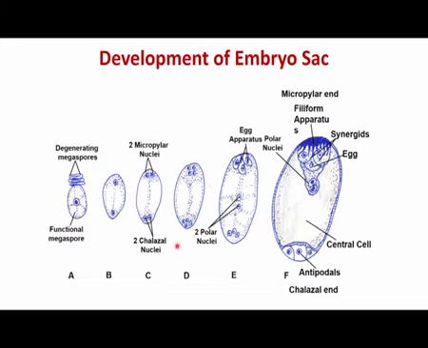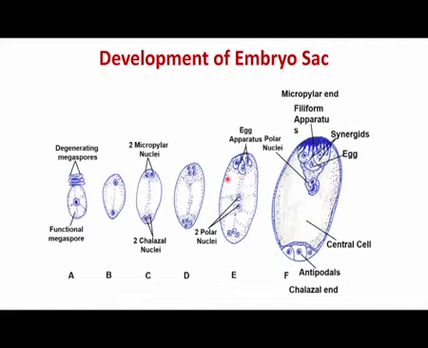Now, after these 3 successive mitotic divisions, it gives rise to the 8 nucleated embryo sac. The developing embryo sac enlarges in size due to the formation of a vacuole in the center. Out of these 4 nuclei, 3 differentiate to produce the egg apparatus consisting of an egg and the 2 synergids.